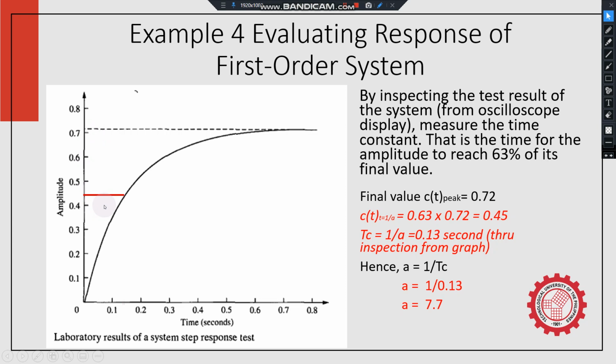So we look at where it falls in time, this one. The time constant, which is 1 over A, would be equal to 0.13 approximately, right here. As you could see, we are only approximating this value, and hence the value of A, which is equal to 1 over the time constant, substituting the value of 0.13, we will get A to be 7.7.